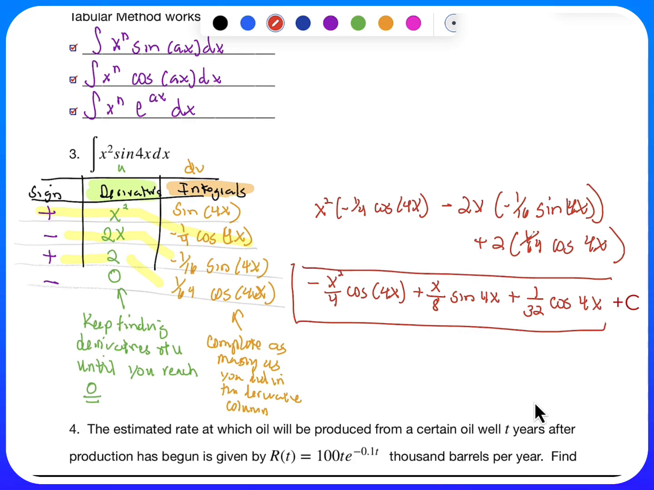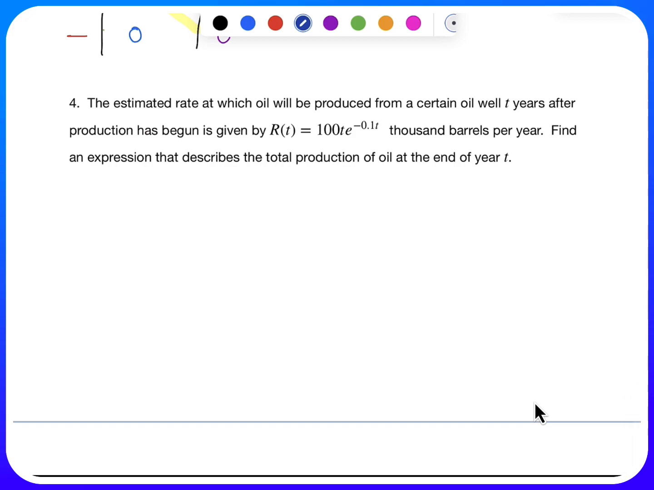All right, let's look at our next problem, the word problem. The estimated rate at which oil will be produced from a certain oil well T years after production has begun is given by R sub T is equal to 100 T e to the negative 0.1 T thousands of barrels per year. Find an expression that describes the total production of oil at the end of the year T.